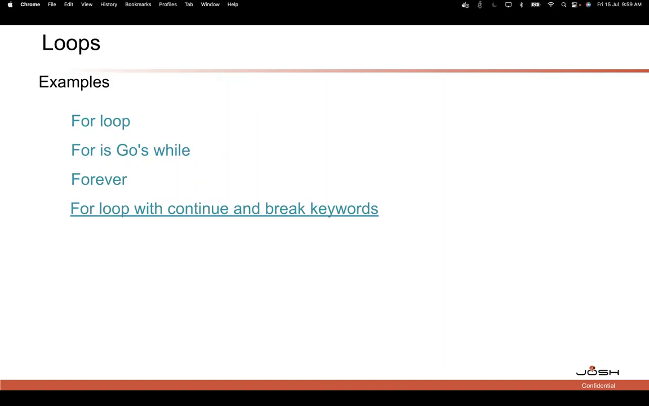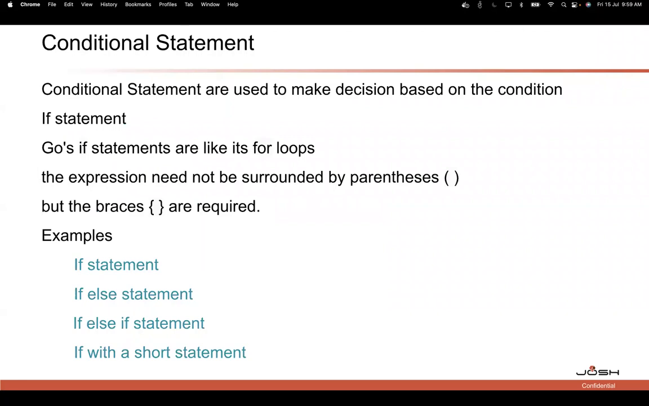Okay. Let's move to the next part, that is conditional statements. Conditional statements are used to make a decision based upon a condition. There is the if statement, which we use to add conditions. Go's if statements are like the for loop: the expression is not surrounded by parentheses, as in some other languages, but the braces are required. Just take a look at some examples.